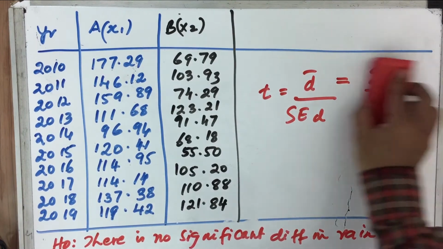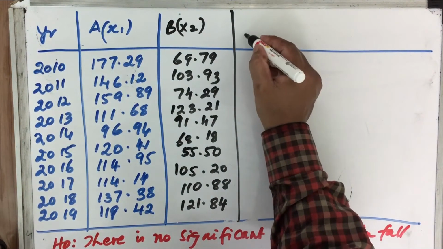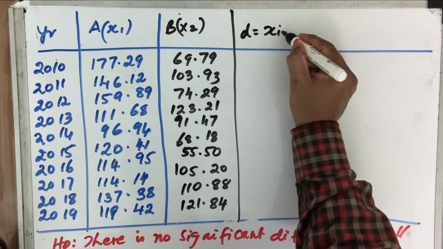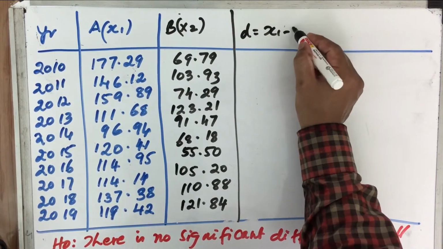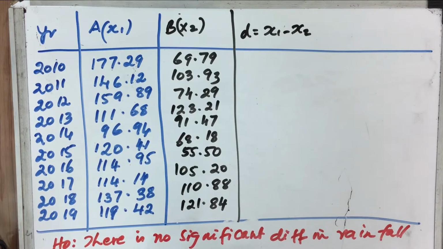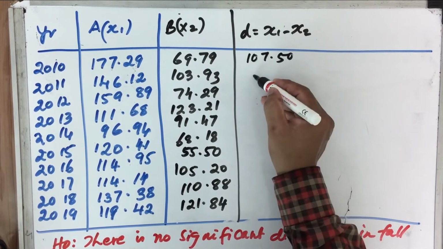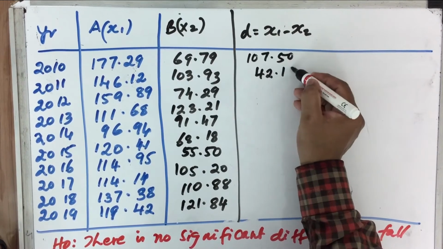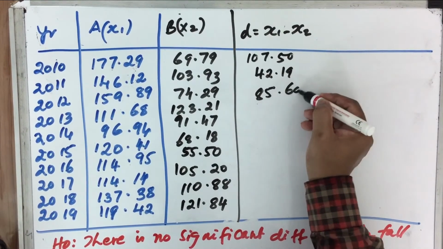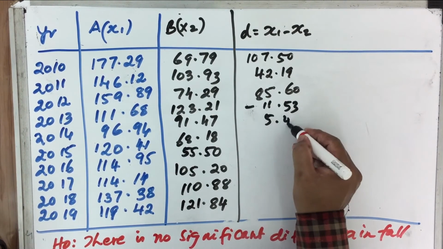Okay, so therefore rubbing this in order to create a little space. So let us find the difference. So therefore D is equal to x1 minus x2. This is the difference. So therefore 117.29 minus 69.79, this is going to be 107.50. This is going to be 42.19. This is 85.60 minus 11.53. This is 5.47.